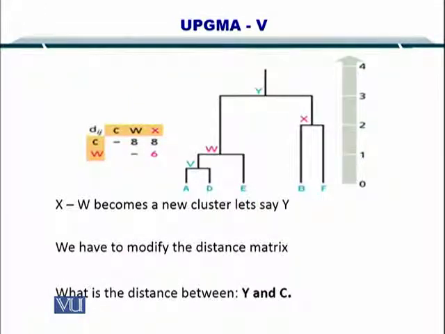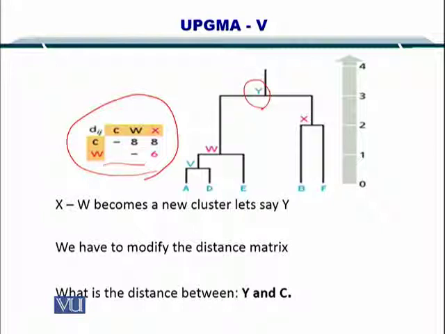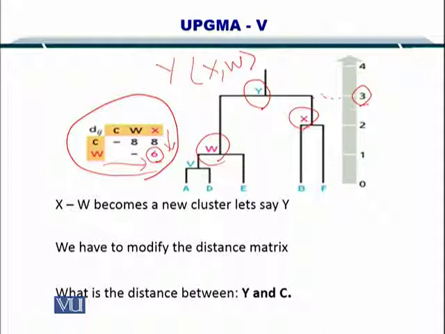So here was our distance matrix that we computed, and we could see a new cluster Y because W and X have this shortest distance. So Y will be a cluster with X and W. So here in the tree, you can see Y, and here is 3. So the 3 distance will be 3 from this side and 3 from this side. So 3 plus 3 will give you 6.